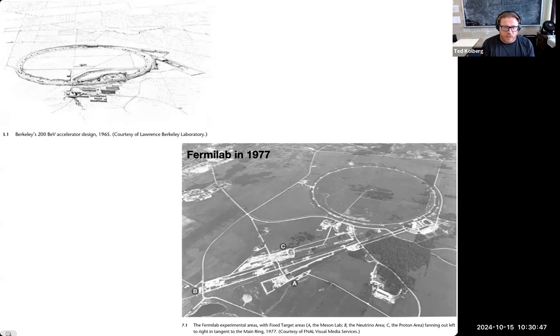So I think given the particular circumstances of the time and the mission that Wilson was tasked to achieve in setting up Fermilab, they really did an excellent job of delivering something which could actually be built given the political constraints of the day.